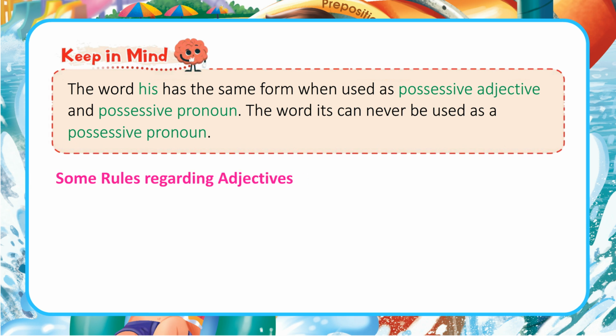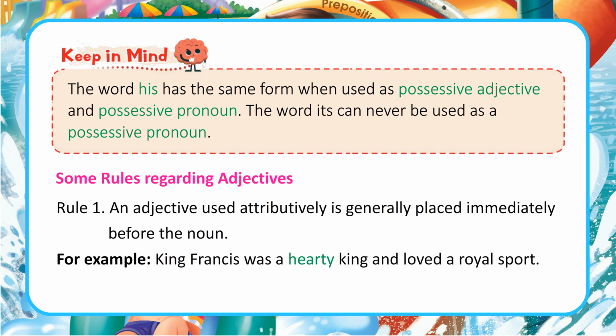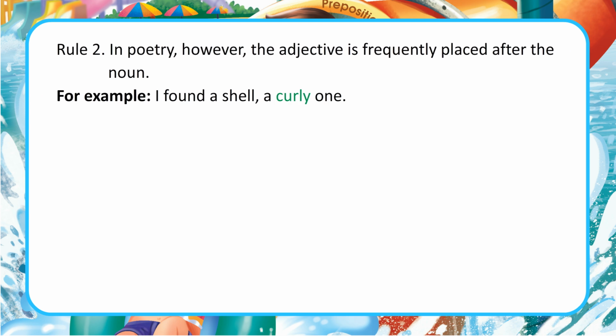Some rules regarding adjectives. Rule 1. An adjective used attributively is generally placed immediately before the noun. For example, King Francis was a hearty king and loved a royal sport. Rule 2. In poetry, however, the adjective is frequently placed after the noun. For example, I found a shell, a curly one.